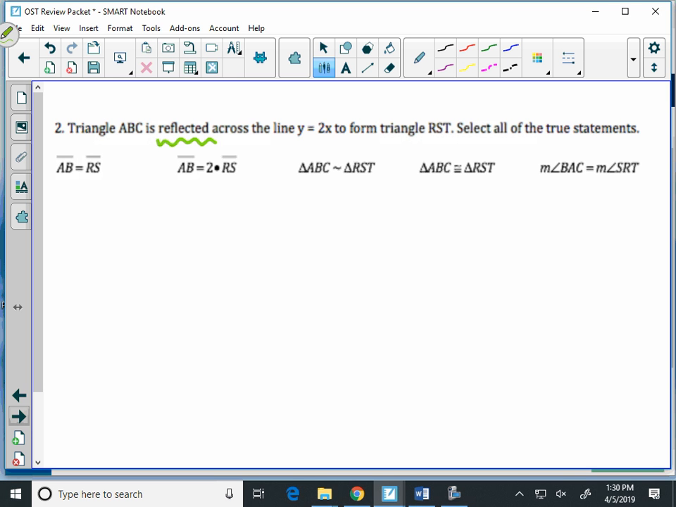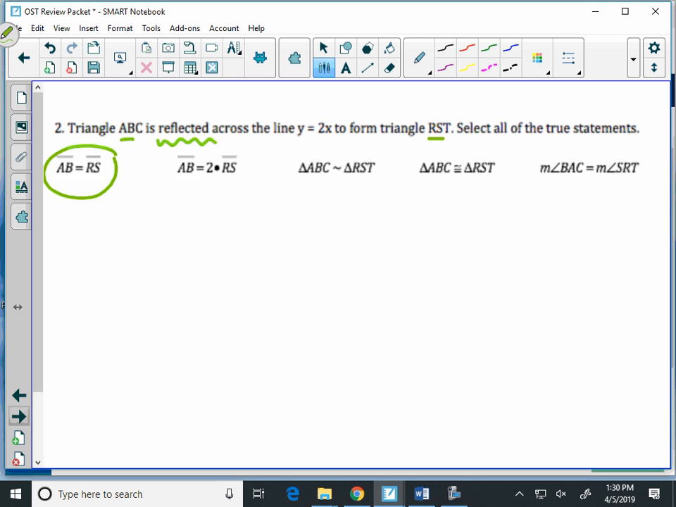We did not change the size. So ABC is the same exact triangle as RST. They're identical. They're the same exact size. They are the same exact shape. So that being said, if they're the same exact size and shape, their sides are going to be the same. They're corresponding sides, and I know they're corresponding because they're written in the same order in the statement.